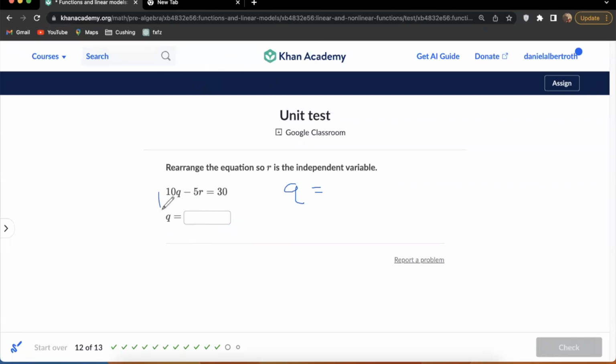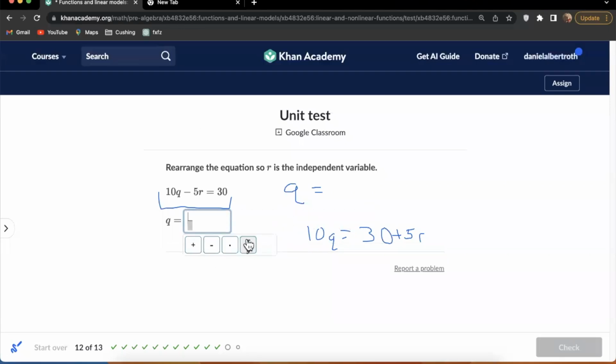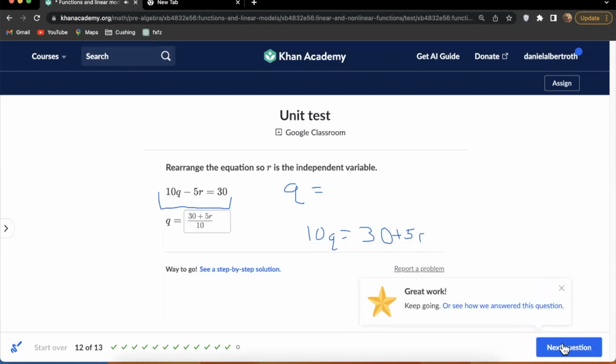So if I want to get Q by itself, maybe I would add 5R to both sides. So I'd have 10Q equals 30 plus 5R. And then I would just divide both sides by 10. So in my answer box, I can make this a fraction. I'll have 30 plus 5R, and that is all going to be divided by 10. And that's going to give me Q by itself.